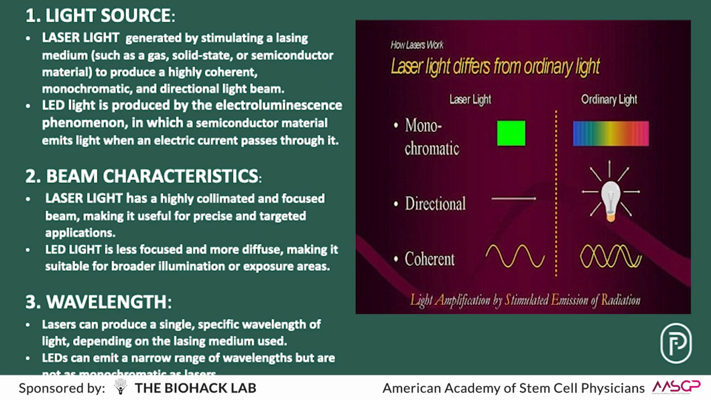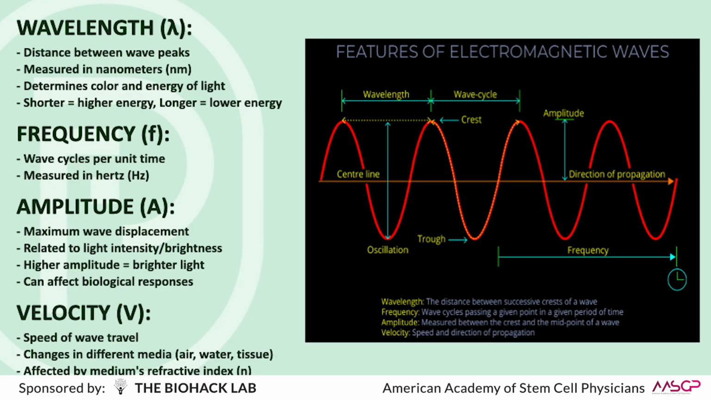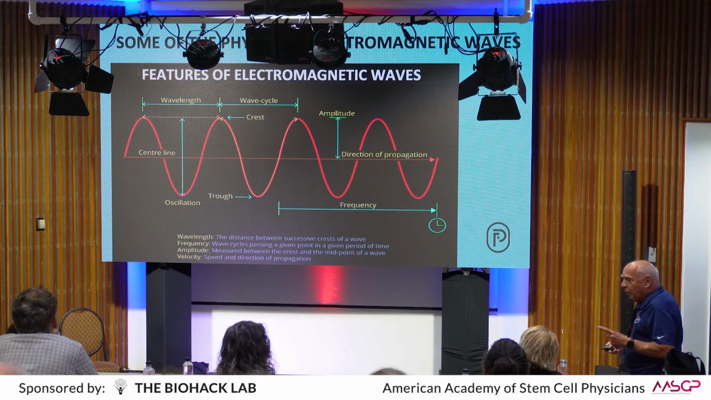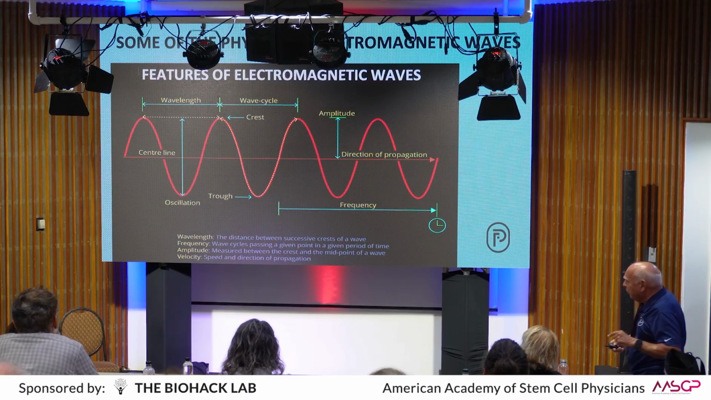Now, I just wanted to go a little bit into laser versus ordinary light. You can see one is monochromatic, one is not, one is directional, one is not, one is coherent, one is not. I didn't really want to get into the aspect of lasers in this particular talk. Okay, so this is the physics, but I think the next slide shows it better. So we can see some of the obvious things. We have wavelength, which is right here, the distance between successive crests of a wave. You have the frequency, meaning how many cycles pass a given point, and that's extremely important. We'll get into that momentarily.